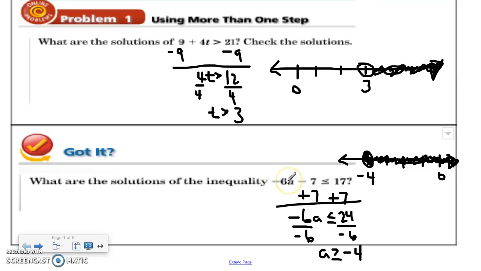Negative 6 times 0 is 0. 0 minus negative 7 is negative 7. Negative 7 is less than positive 17, which means I did that question correctly. Okay? Nice job. Let's move on to the next page.